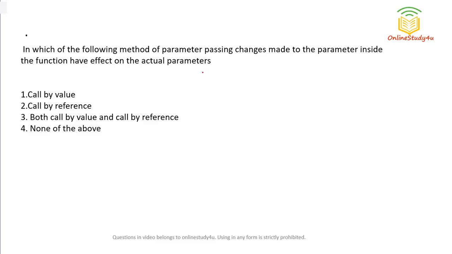But in case of call by reference, we are actually providing the address itself. So that's why whatever changes are made to the parameters in the called function, this change will be reflected in our actual arguments as well. So that's why the correct answer for this one will be call by reference, right?